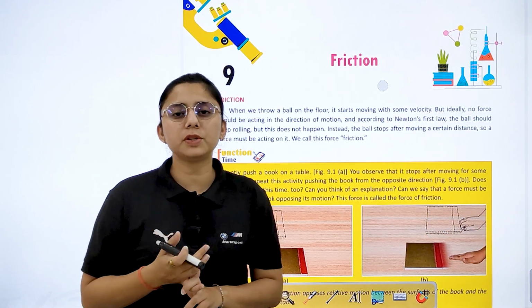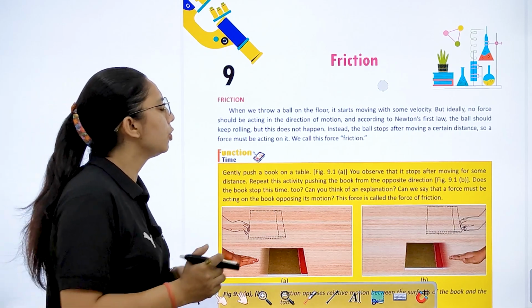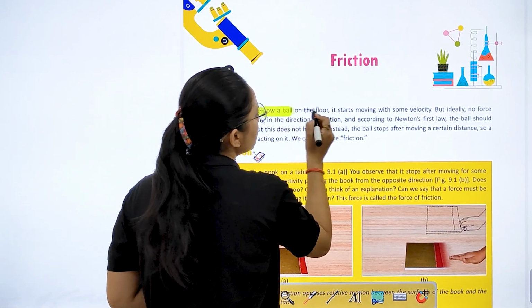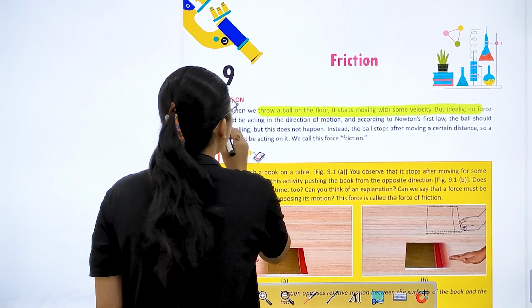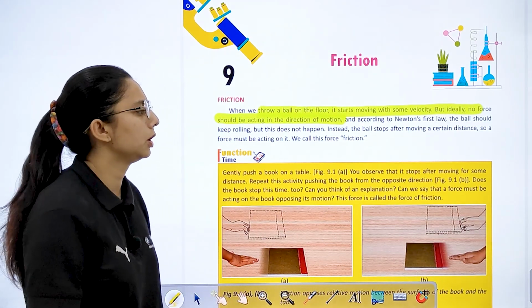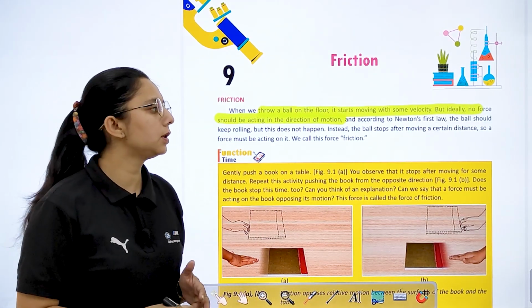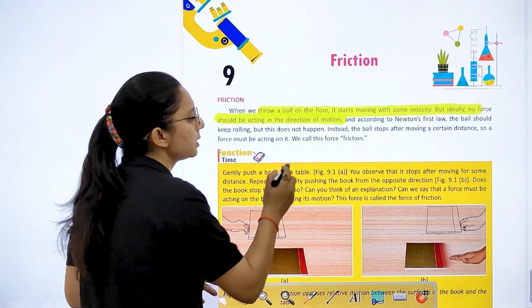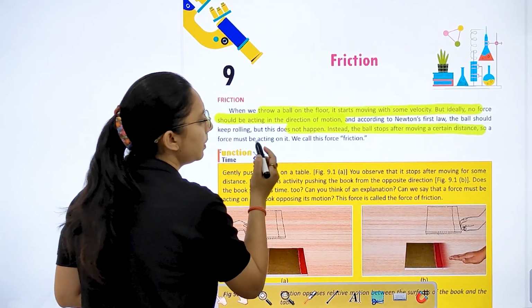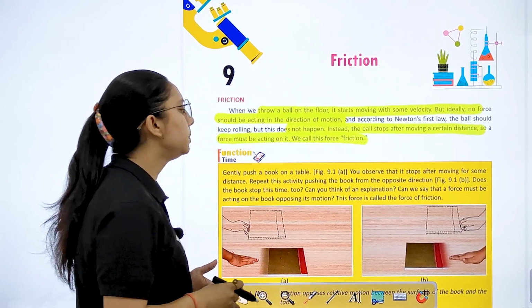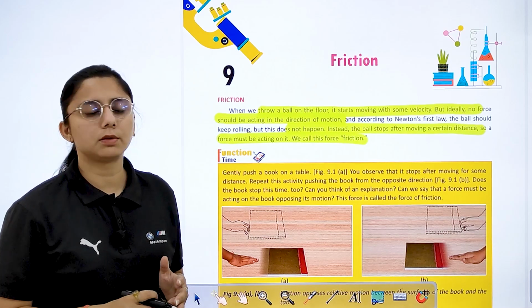Children, today let's start with chapter number 9, friction. When we throw a ball on the floor, it starts moving with some velocity, but no force should be acting in the direction of motion. So according to Newton's first law, the ball should keep rolling, but it does not happen. The ball stops after moving a certain distance, so some force must be acting on it. So we call it friction.